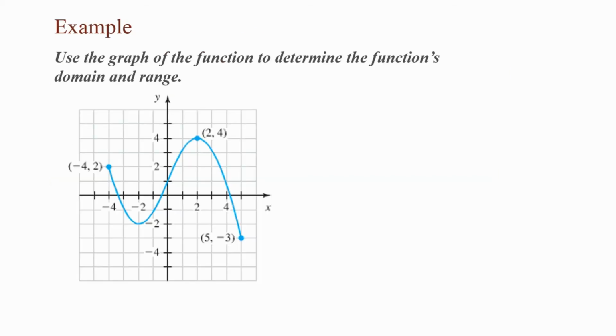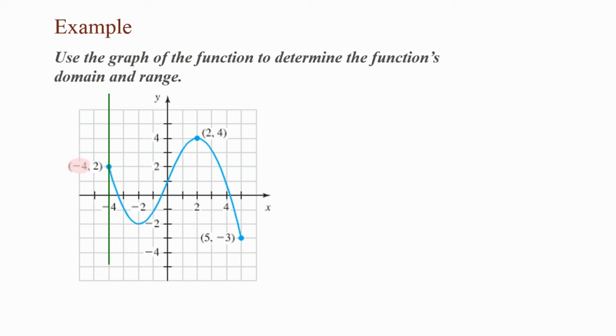In this example, use the graph of the function to determine the function's domain and range. The domain is the values of x, your independent variable, and the range is the values of y, your dependent variable. Starting with the domain, we want to see how far to the left and how far to the right our graph is. The furthest to the left that our graph is when x is equal to -4. So -4 is the smallest point for our domain.